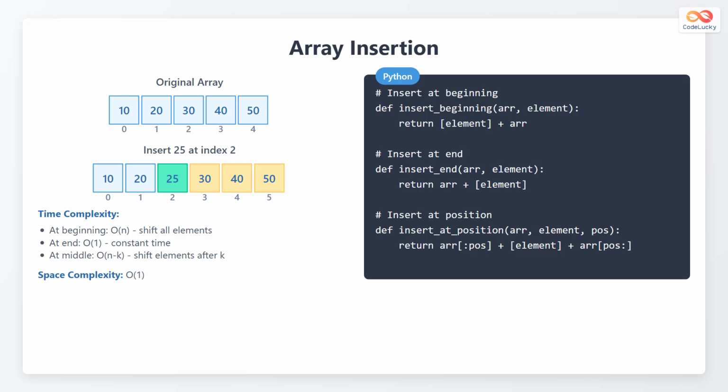Time complexity at the beginning is O(n) as we shift all elements. At the end it is O(1), which is constant time. In the middle, it is O(n - k), where k is the index at which we insert the element because we shift elements after k. Space complexity is O(1).